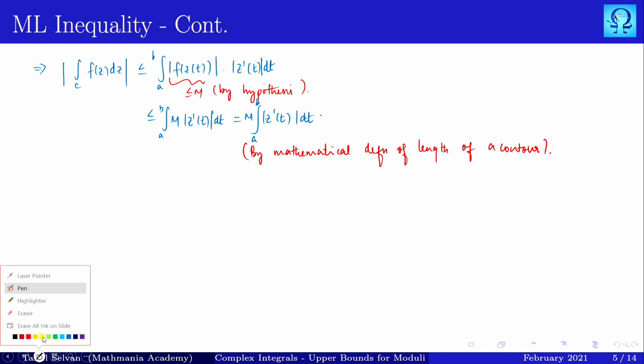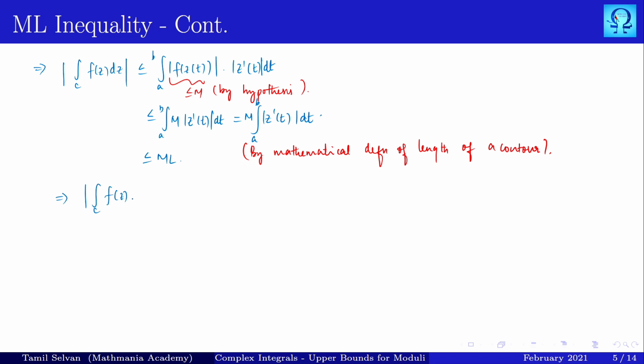What we get is m times L. So finally, the integral over C of f(z) dz is smaller than or equal to ML, and this is what we intended to prove.